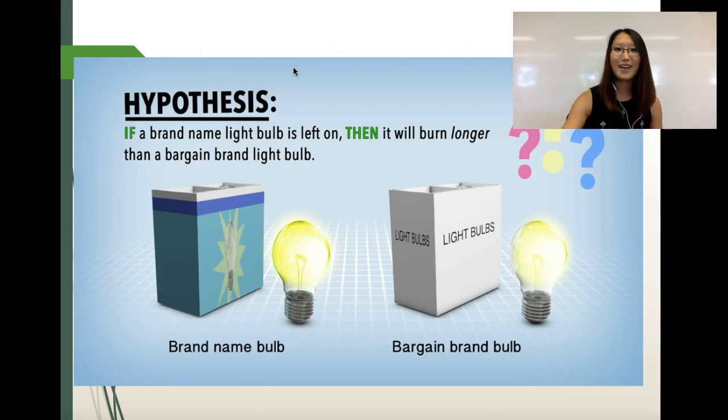All right, you're back. So our independent variable should be the brand of the light bulb, whether it's bargain brand or a brand name light bulb. And our dependent variable, which is the effect, should be how long the light bulb can be burned. And then our control group should be the bargain brand light bulb, because that's not the one we're trying to test. We're trying to test the brand name light bulb, right? So we're using the bargain brand as a control group. And then our experimental group should be the brand name light bulb.